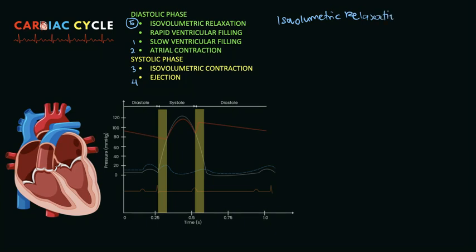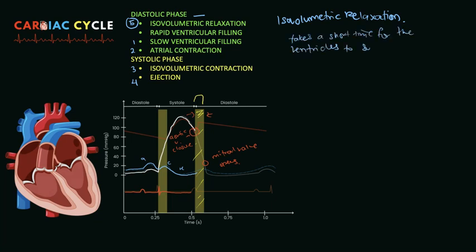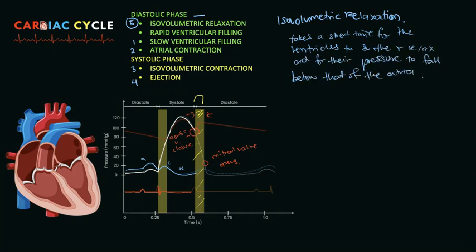Now let's talk about isovolumetric relaxation. We've now come back into the diastolic phase of the cardiac cycle. Isovolumetric relaxation happens in this highlighted portion of the cardiac cycle. It is bounded by the aortic valve closure and when the mitral valve opens. It will take a short while for the ventricle's pressure to fall below that of the atria.